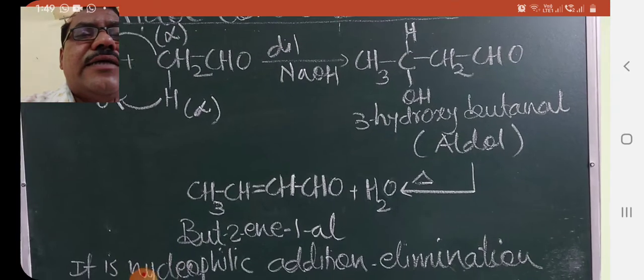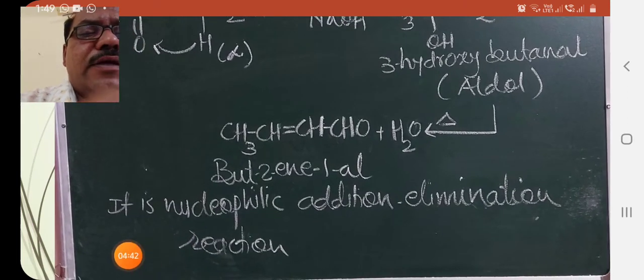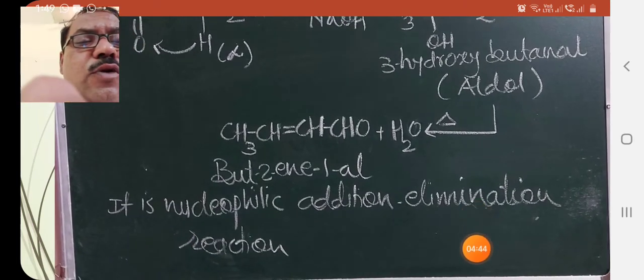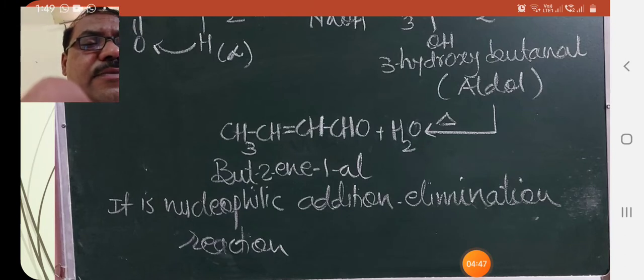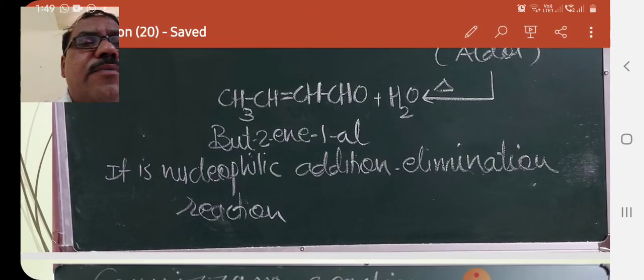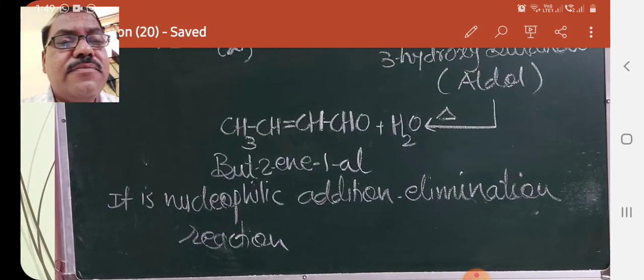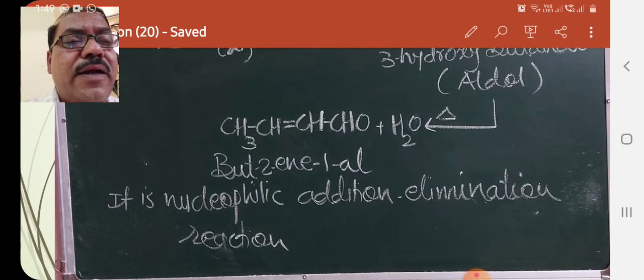So in the first step addition takes place, and in the second step elimination of water takes place, therefore this reaction is called a nucleophilic addition elimination reaction. So it is a very important reaction for the exam. The point to remember is that aldol condensation takes place in an aldehyde or ketone which contains alpha hydrogen atoms.